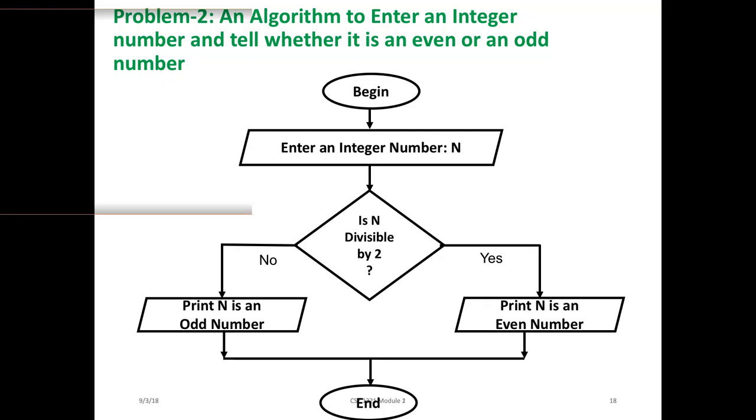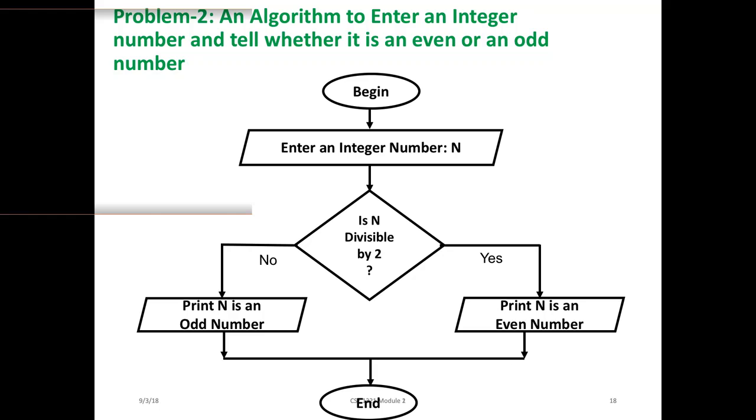Later, instead of telling an integer number, I am saying: is n divisible by 2? That means n is my integer number. Then we are printing n, that means printing the number. This is the shortcut. So this is an algorithm. How do we depict this algorithm? We have depicted it using a flowchart. A flowchart is one kind of picture.